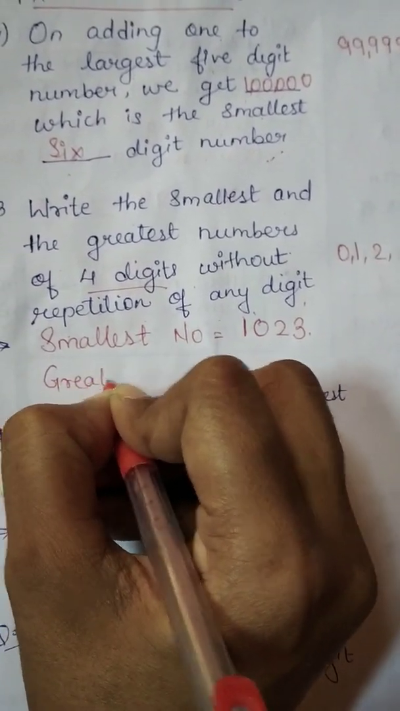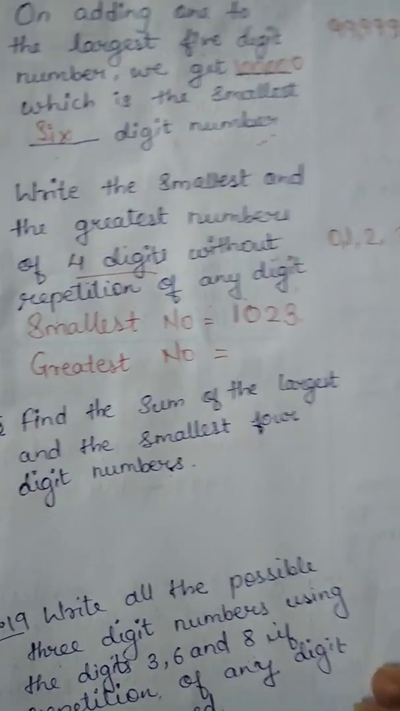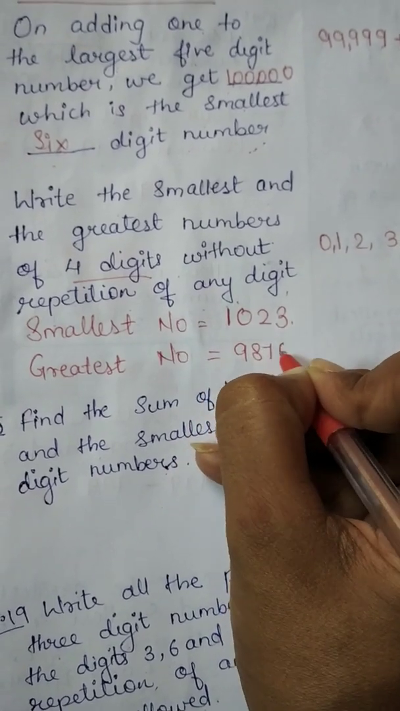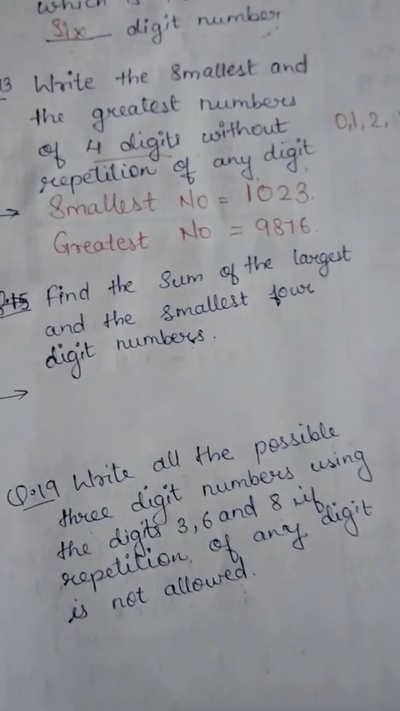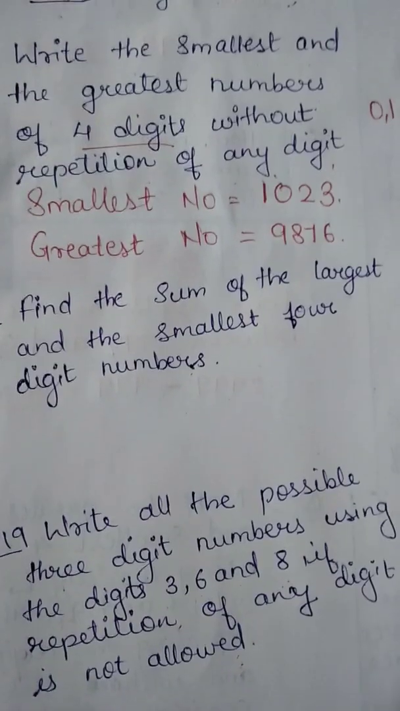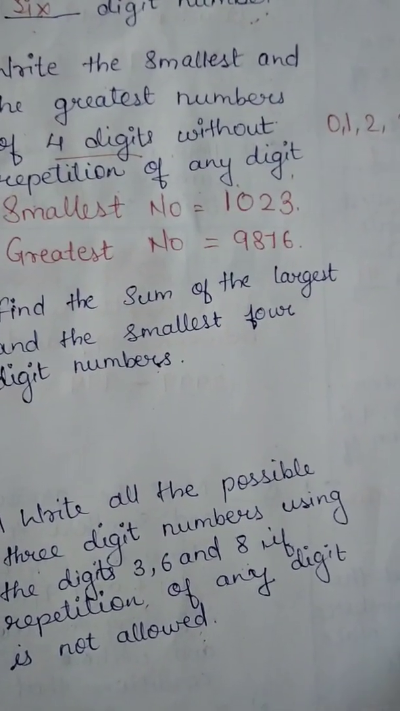And now moving towards greatest number. So greatest number I'll write 9 8 then 7 6. So this is the greatest number. Next question, find the sum of the largest and smallest 4-digit numbers. Sum of largest and smallest 4-digit number.